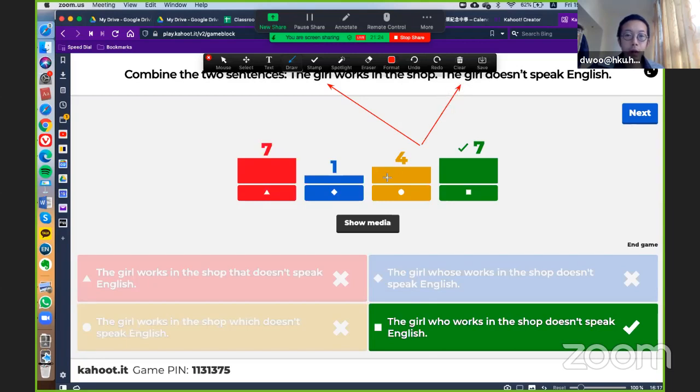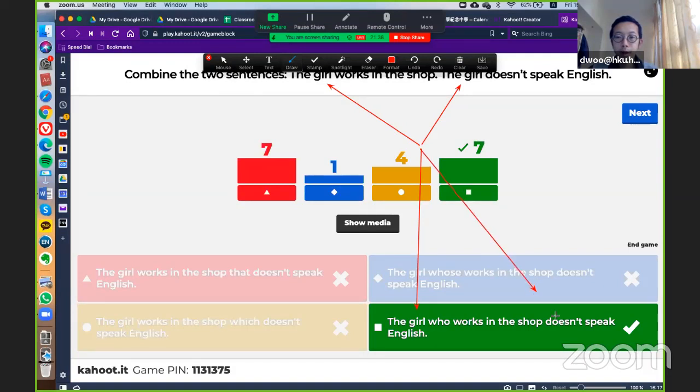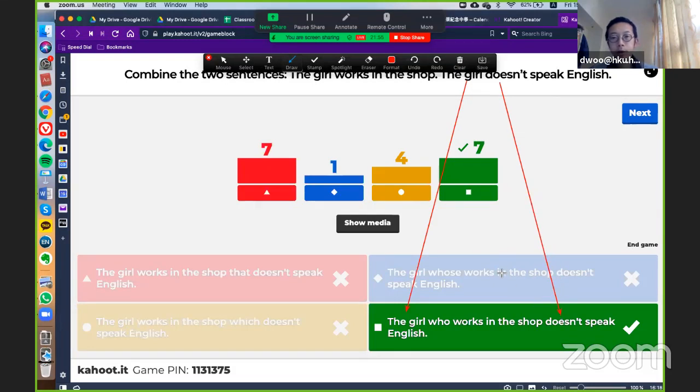Now, when we look down at the correct answer, we see the girl doesn't speak English. I'm going to try to draw this very clearly for you. The girl doesn't speak English. And then you see the girl works in the shop. You actually see who works in the shop.